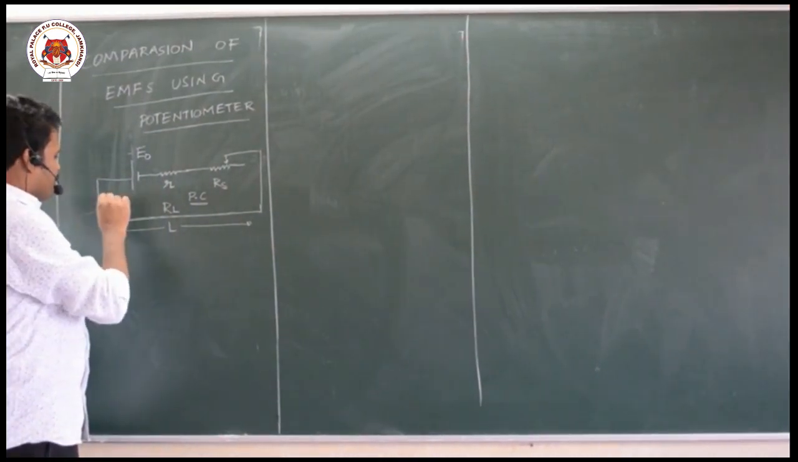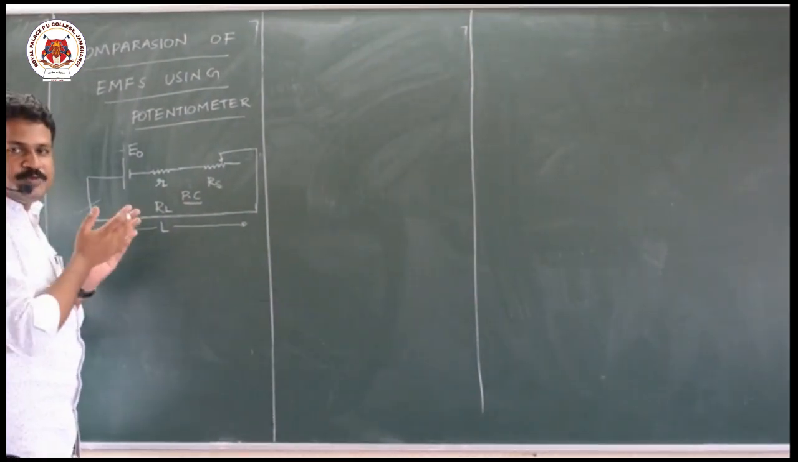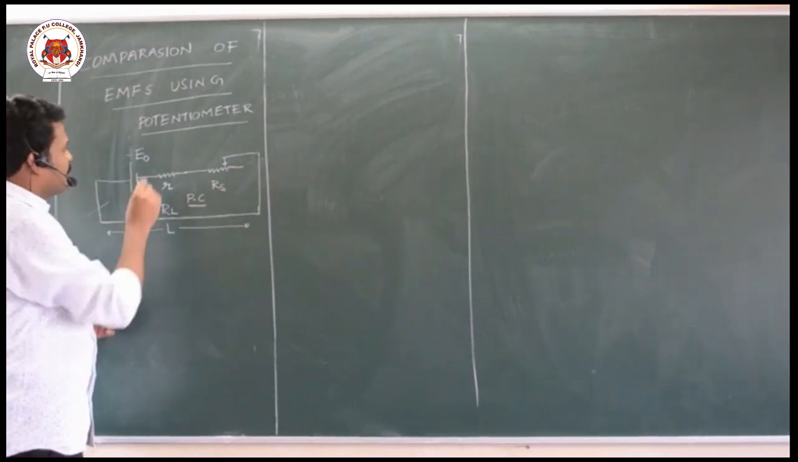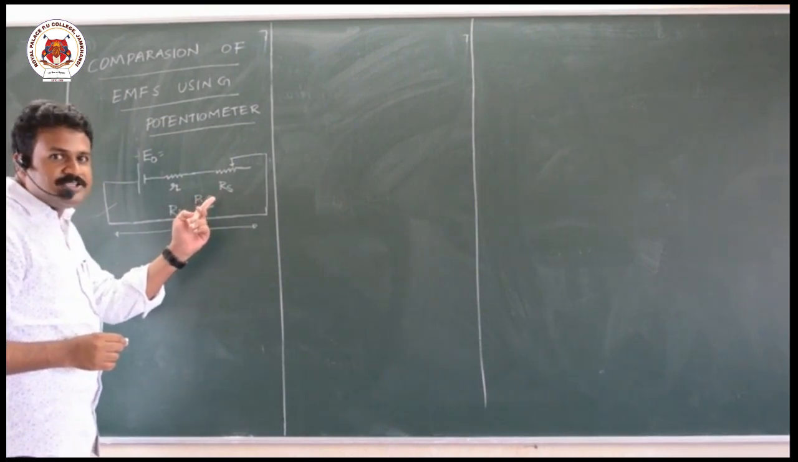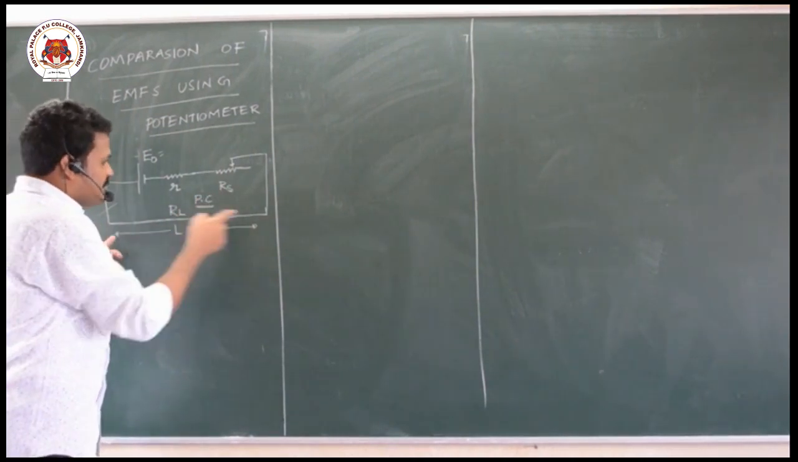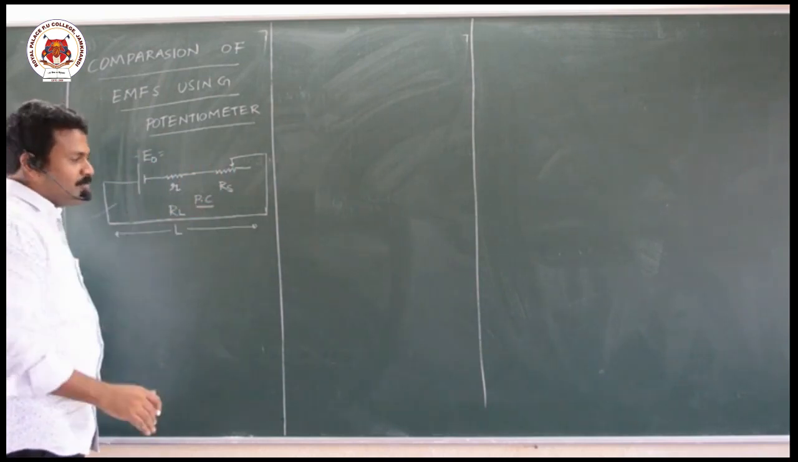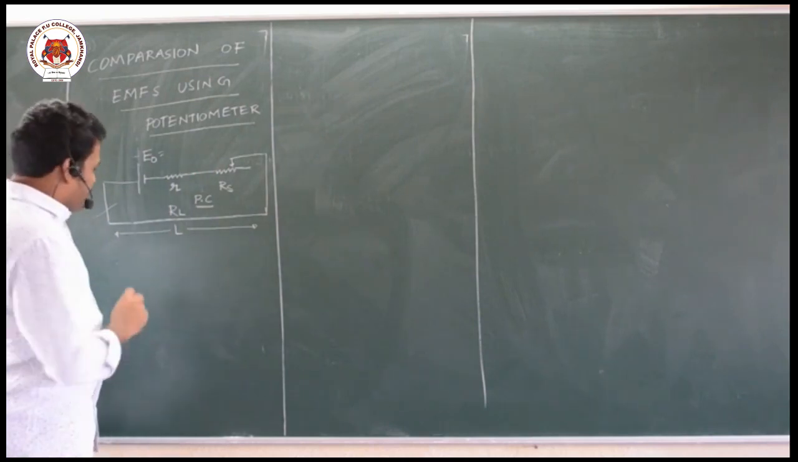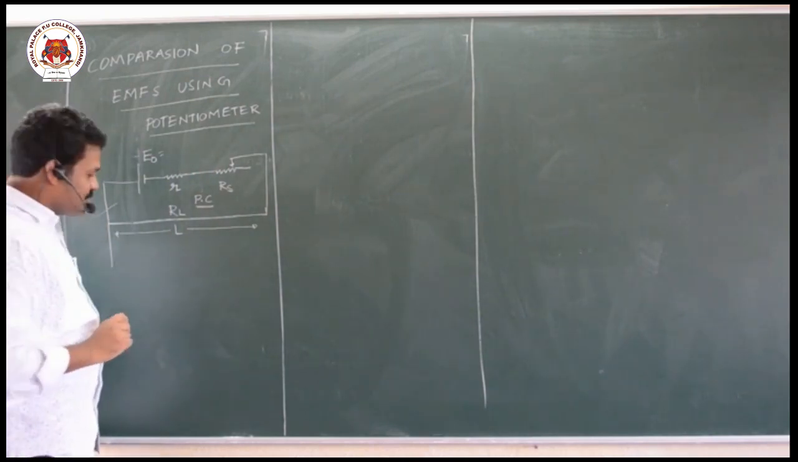This primary circuit is provided by the manufacturer. Once you buy a potentiometer, all these things will be given. You will be given the value of E0, the value of small r, and the rheostat resistance you can adjust. The resistance of the wire is also given. Now in the secondary circuit, we are going to find the unknown values.